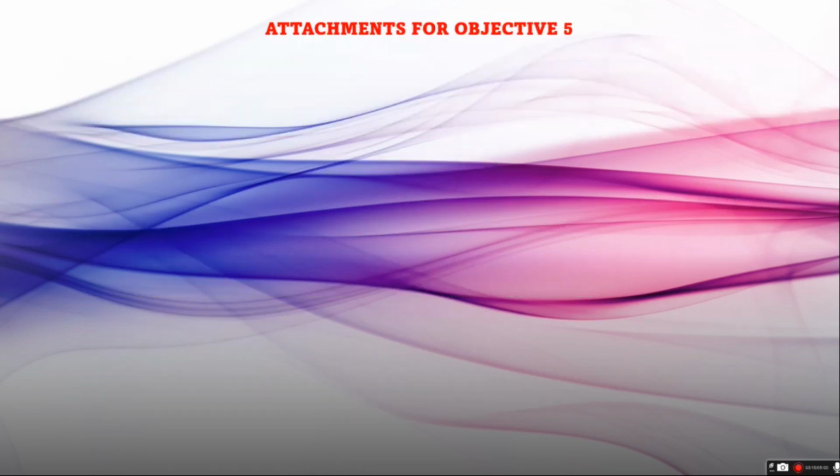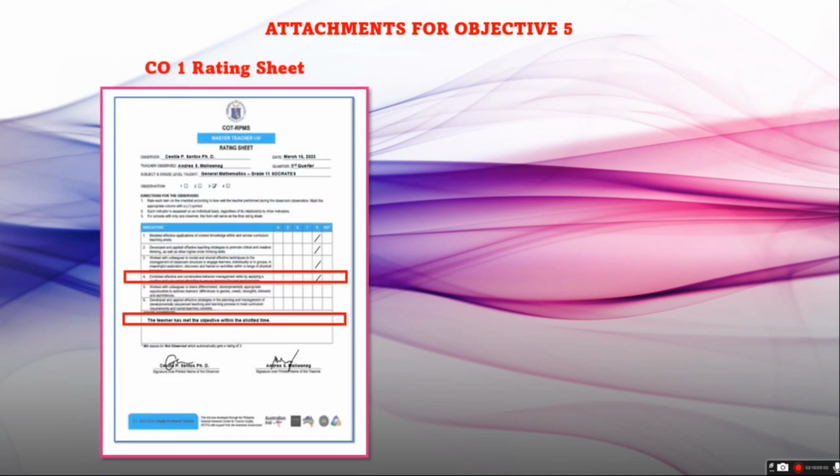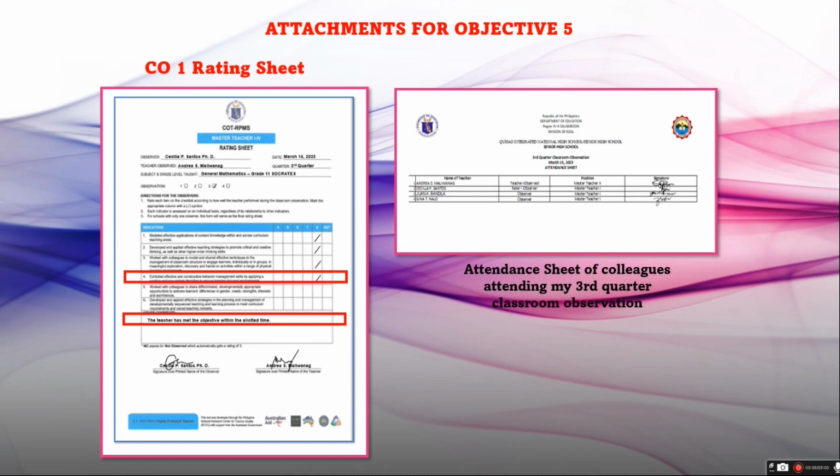Okay? With that, the attachments for our objective number 5 ay ang ating pa ring Classroom Observation 1 or the third quarter classroom observation rating sheet kung saan naka-highlight ang ating objective indicator score sa indicator number 4, and the note from our observer of whether or not we met the objective within the allotted time, and the proof of attendance ng ating colleagues.